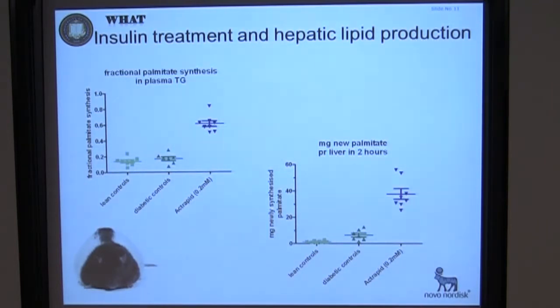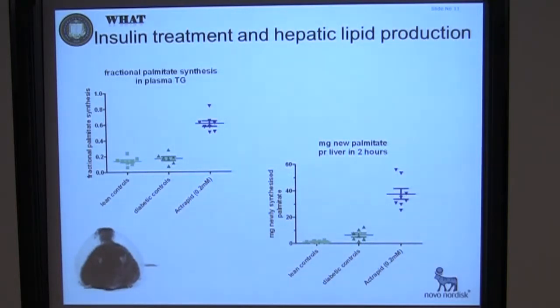So when I looked at this thing called fractional palmitate synthesis, it's basically a measure of all the palmitates that are incorporated in the triglycerides, how many of these palmitates have been newly synthesized within the past 2 hours. I could see there was a huge difference. With the lean controls and the untreated diabetics, there was only around 20% of these palmitates being new, whereas with the insulin-treated animals, this was up around 80%.